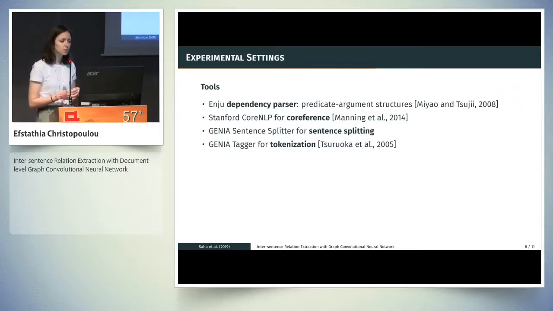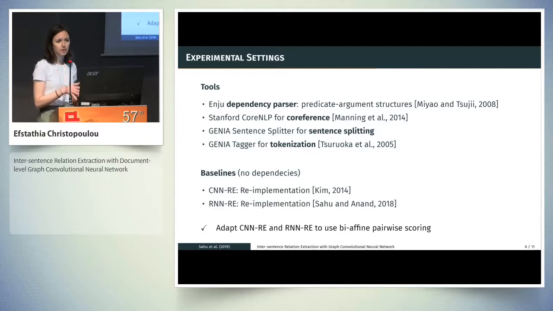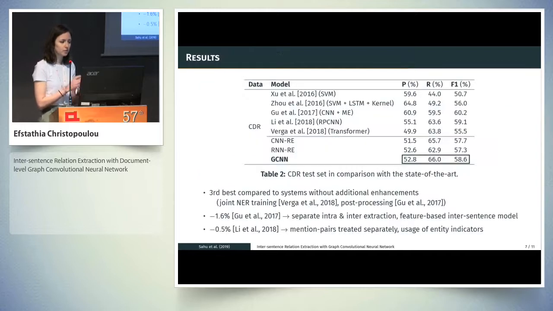Very briefly, the tools we used: a dependency parser for syntactic parsing and Stanford for coreference, as well as the linear taggers and splitters for sentence splitting and tokenization. We also compare our approach with two baselines, a CNN encoder and an RNN encoder, which are essentially reimplementations of previous work. So we adapt these two baselines to use biaffine pairwise scoring as their final layer to compare with GCN.